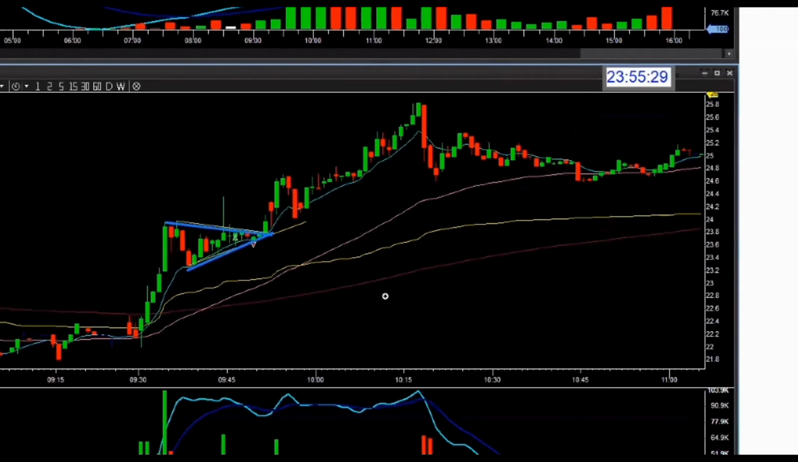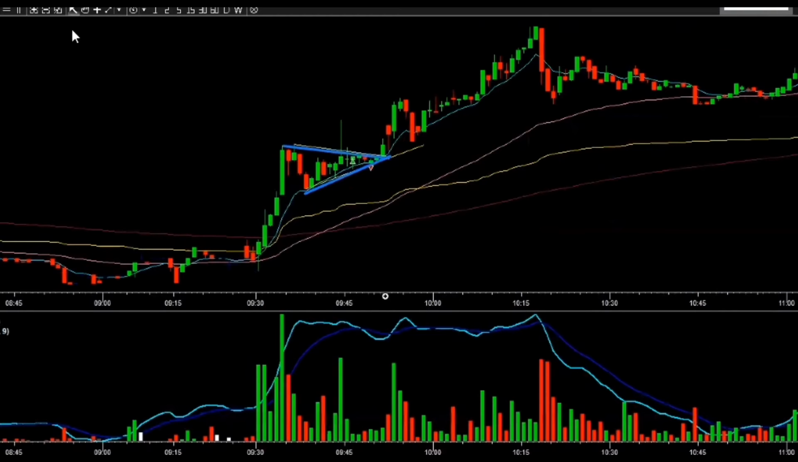You see another flag here, guys. This is on CELS. All right, guys. Beautiful pole there.